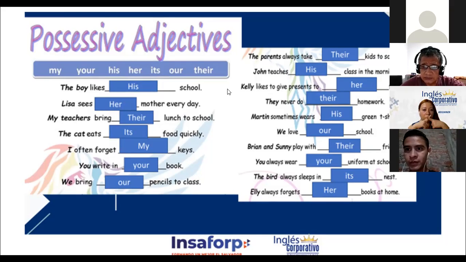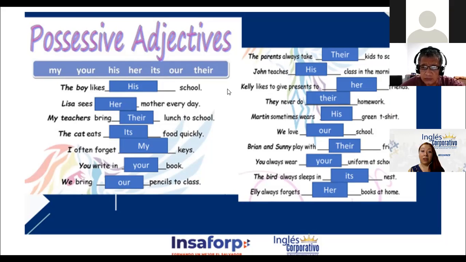Homework, la E no suena. Homework. Correct. What is the possessive adjective in that sentence? Their. Correct. Thank you. Delmi Areli, ¿ya me participó? ¿O todavía no hemos iniciado? Todavía no. Ok, ahora es cuando, Delmi.